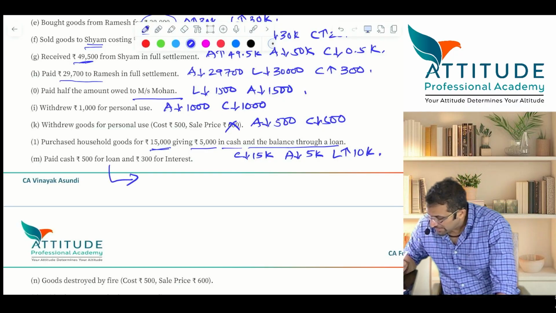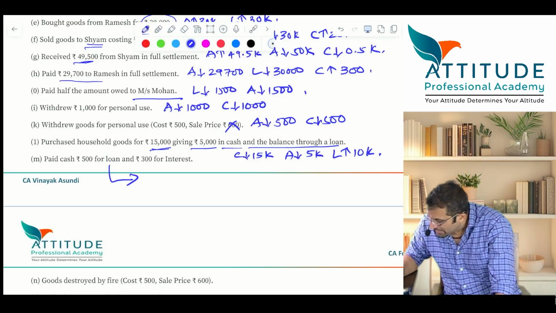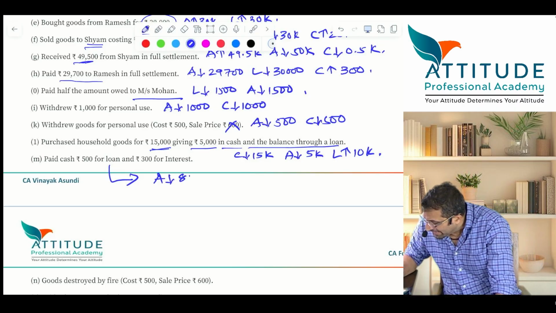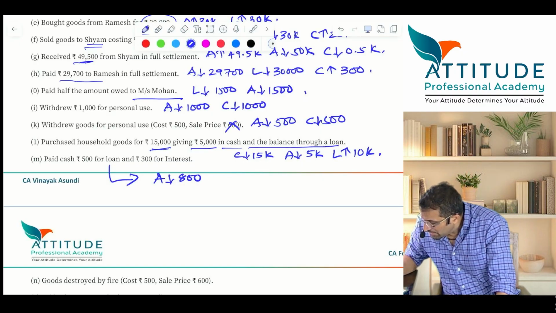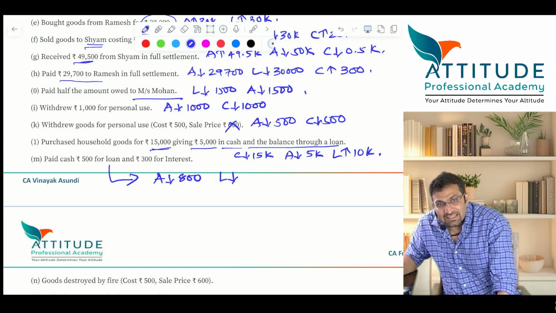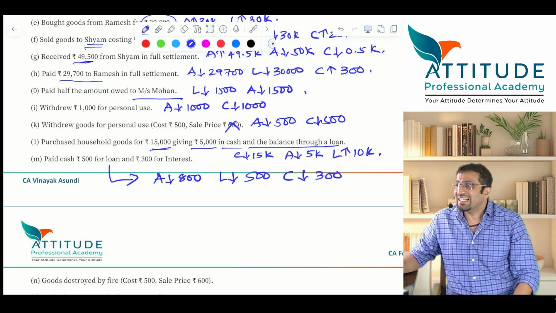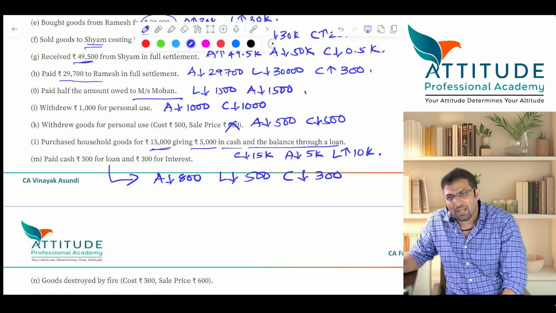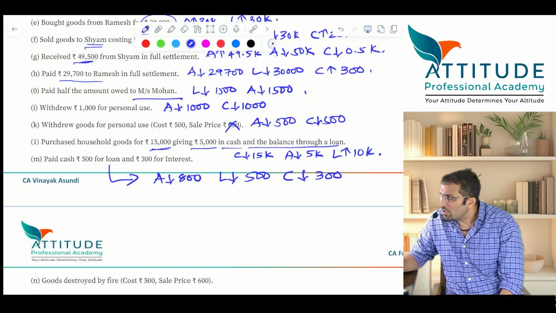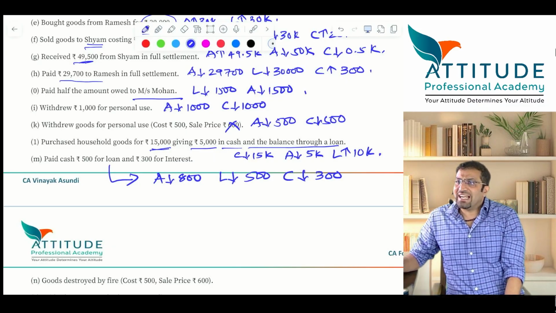Now tell me this one. Paid cash 500 for loan and 300 for interest. Sir, asset cash reduces by 800. Agreed? Yes or no? Loan reduces by how much? When the loan is repaid, the loan reduces, right? Loan reduces by 500 and capital reduces by 300, because interest is a revenue expenditure. It is more expenditure, so profit will be less. Profit is less, capital is also less. Is that clear? All of you are able to understand?